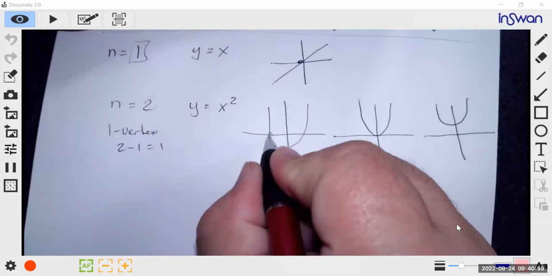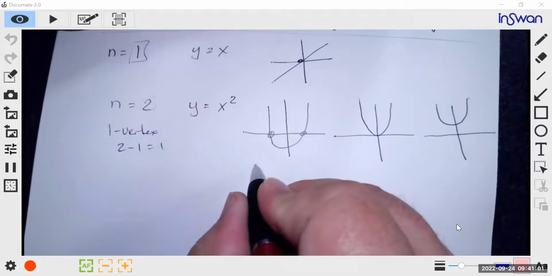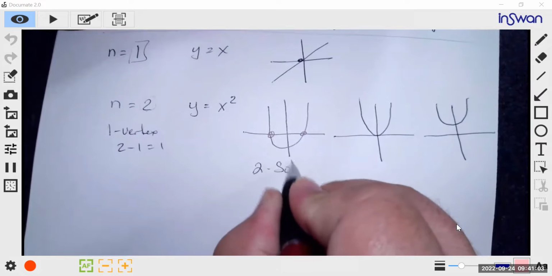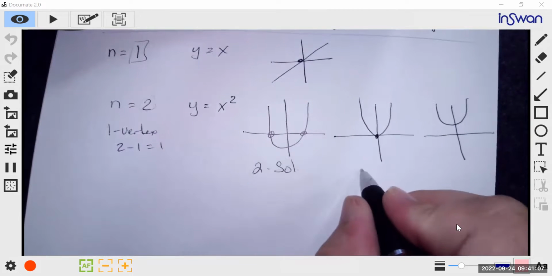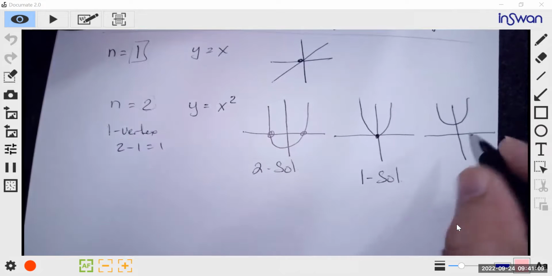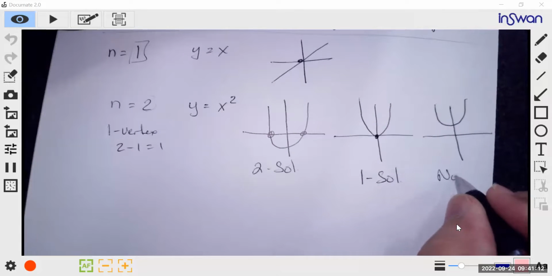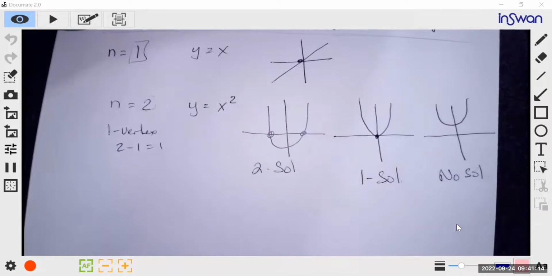So how many solutions are here in this first picture? 2 solutions. And the next one? 1. Only 1. And the last one? No solutions.